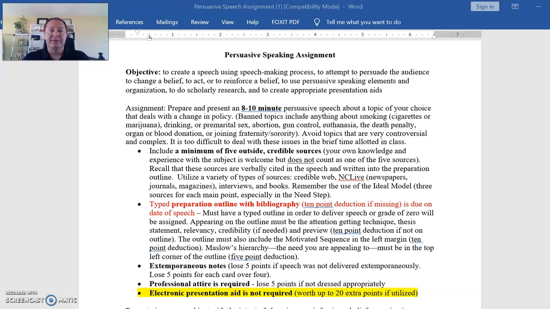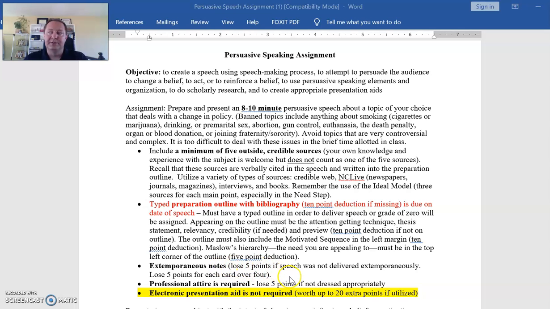All right, so your speech is going to be 8 to 10 minutes long. You want to include a minimum of 5 outside credible sources. This was why we did the annotated bibliography assignment. That's what this is referring to. So it will be just like that. You will have a typed preparation outline with your bibliography. This is your final outline, which is due the day of your speech, and you will upload that to Blackboard.